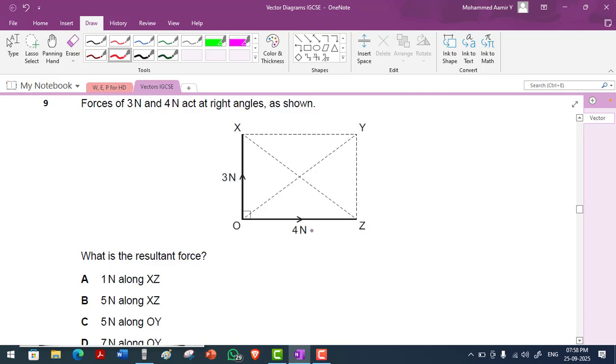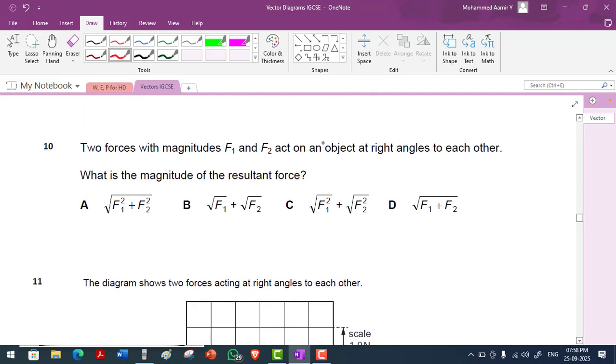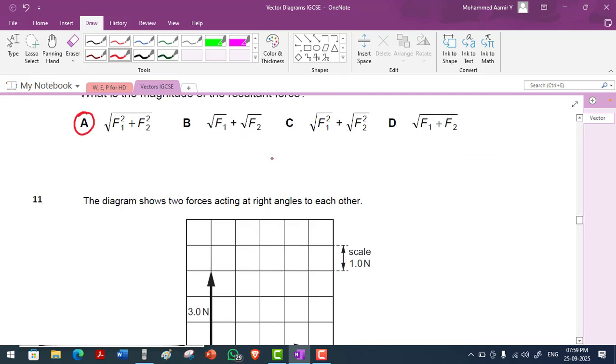Now 3, 4, the resultant will be 5, and along OY. Okay, OY is the answer. How 5? Because we did in the previous question with 3 and 4. Now this is also from the latest paper. What is the resultant first? If I have F1 and F2, let's say F1 is acting in this way, F2 is acting in that way, the resultant will be in between, R. So for that I use Pythagoras theorem, root of F1 square plus F2 square. Not separate roots, but together root with individual squares of each force. So A will be the right answer.